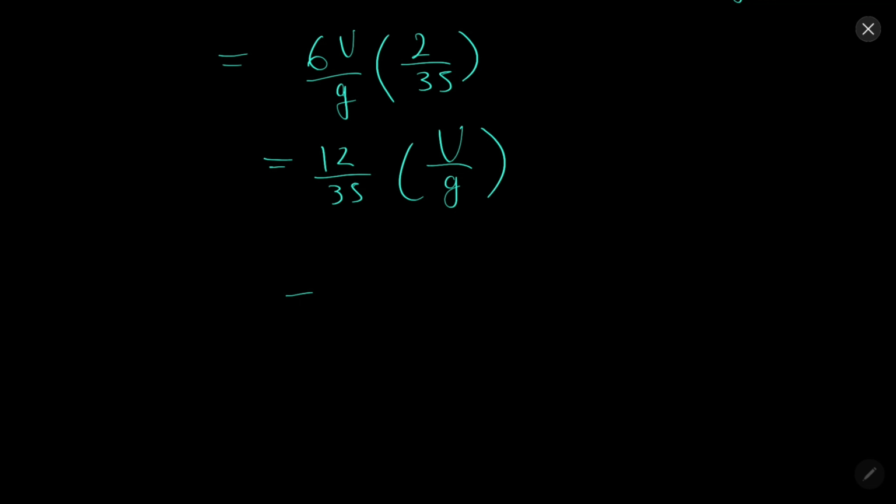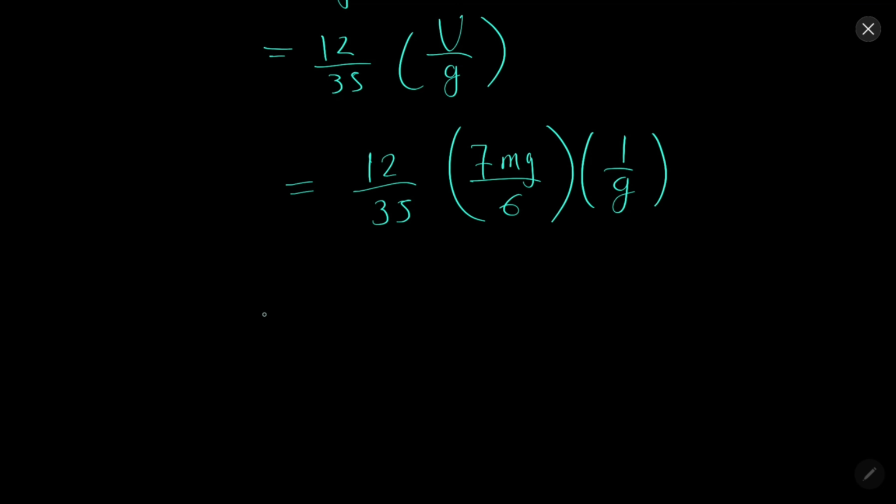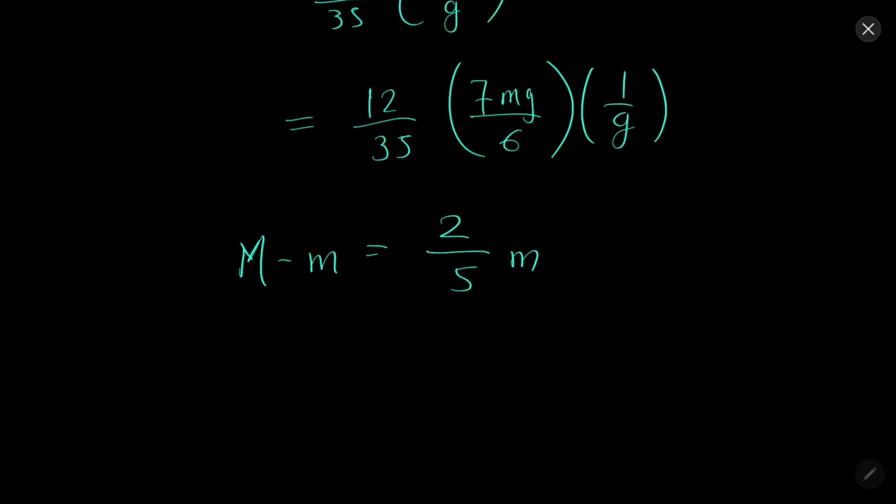So by using the value of u, which is 7 mg over 6, you can simplify this and m' minus m will come out to be 2 by 5 m.